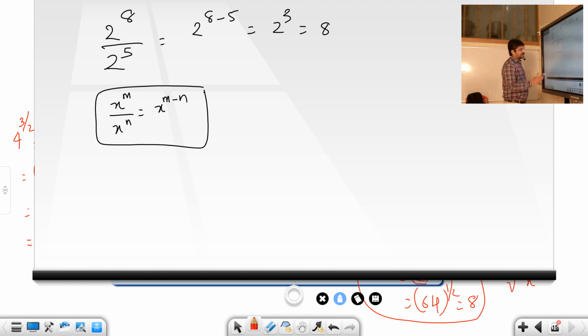And then can you tell me what is minus 2 whole power 0? Minus 2 whole power 0. Anything raised to the power 0 would be 1.